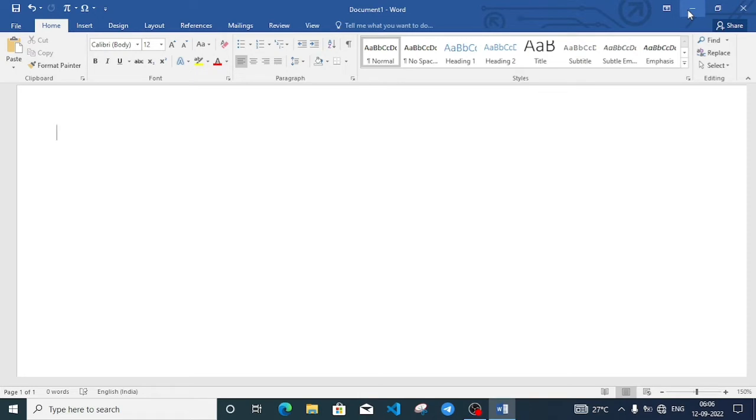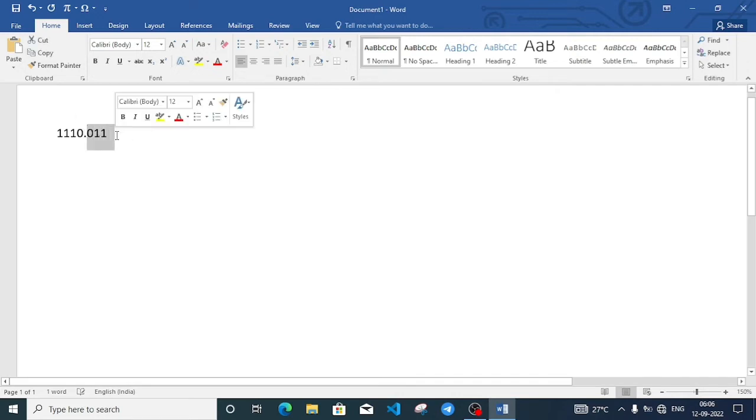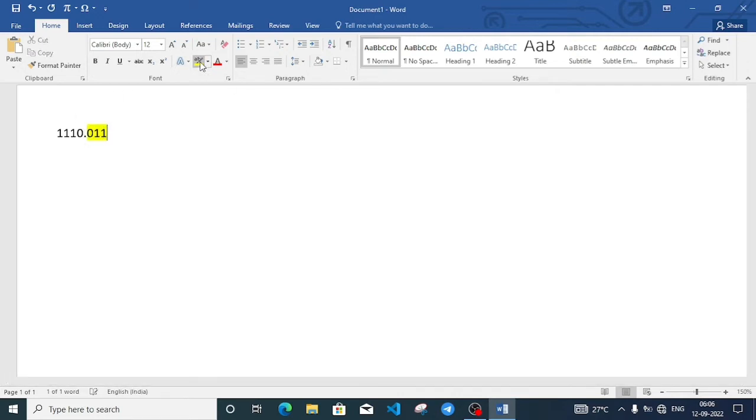For example, suppose we have this number 110.011. In this number, the part after the decimal point, 011, is known as the fractional part, and the part before it is the unit number. When we convert this number, we need to handle both parts. Now we will see how to do it.